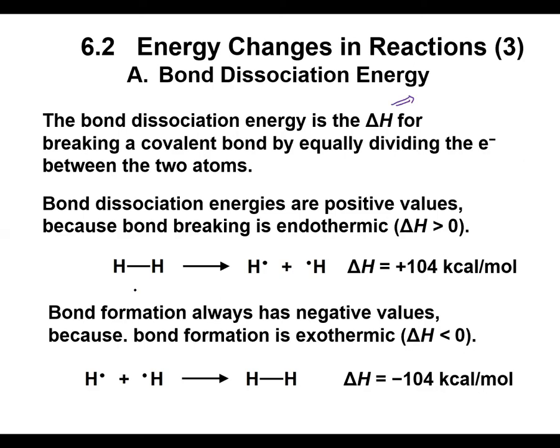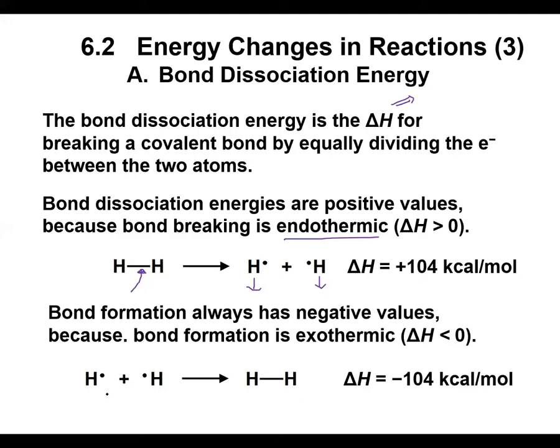And again, here's another example. If we wanted to break this bond between the two hydrogens, we would have to put energy in to do that, which tells us this process is endothermic. That will break these two apart into atoms, which in a reaction means they are now free to go off and form new bonds on the other side.